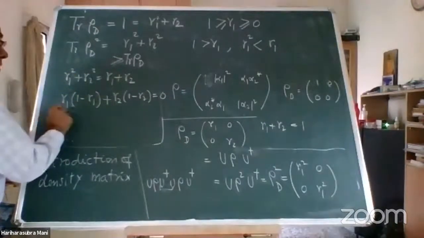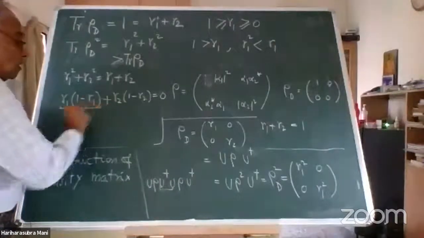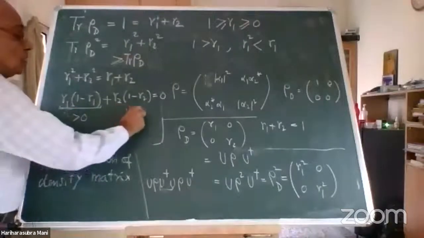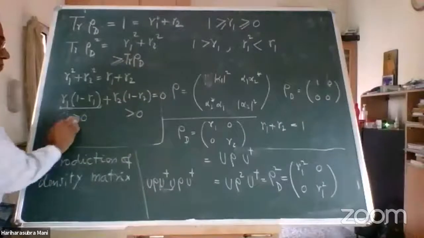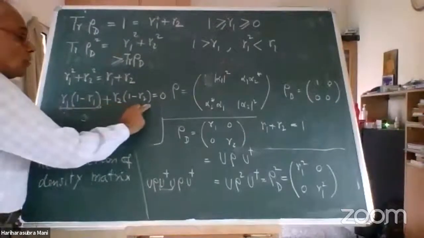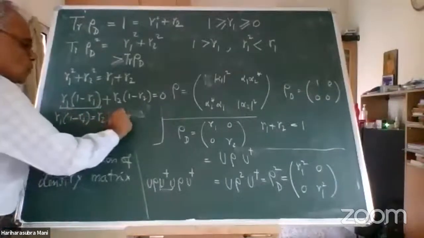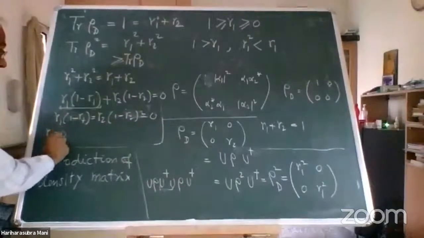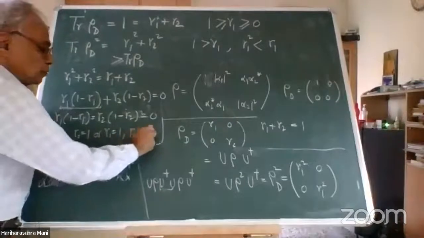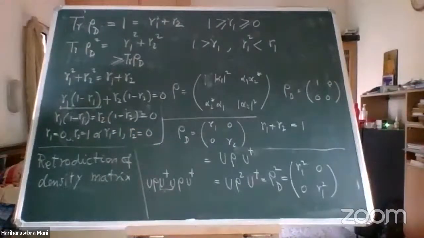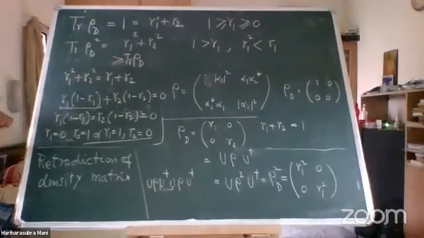Suppose both of them lie between 0 and 1. So this number is positive, and this number is positive. This cannot happen unless both of them are 0. This equation is not possible, right? Either this is 0 or positive, either this is 0 or positive. So the only solution to this problem is that each of them must be 0. This means R1 is 0, R2 is 1, or R1 is 1, R2 is 0.